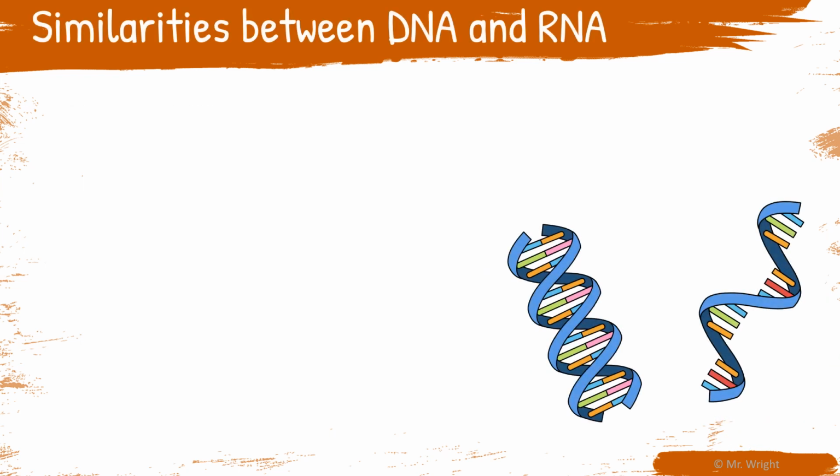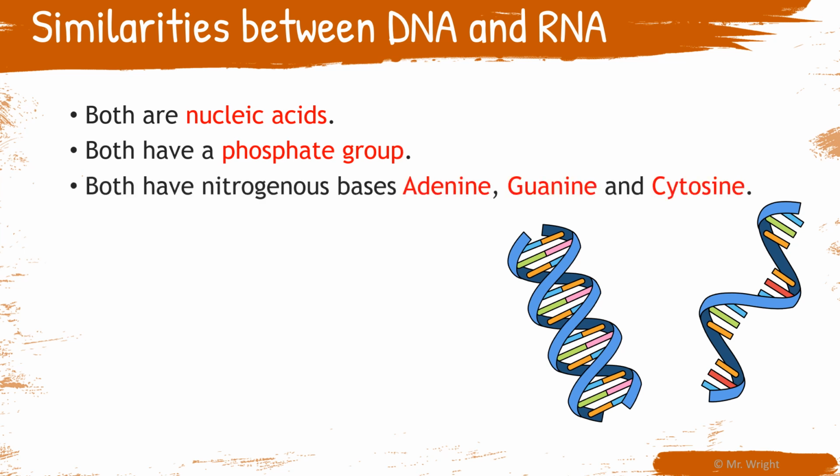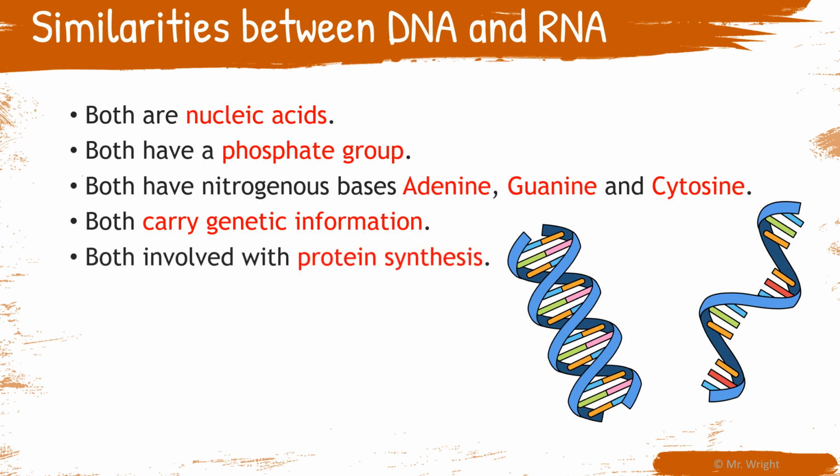So if we were to look at the similarities and differences of DNA and RNA, we should be able to come up with the following list. Both DNA and RNA are nucleic acids. They both have a phosphate group. They both have nitrogenous bases of adenine, guanine, and cytosine, and they both carry genetic information. They are also both involved in protein synthesis.